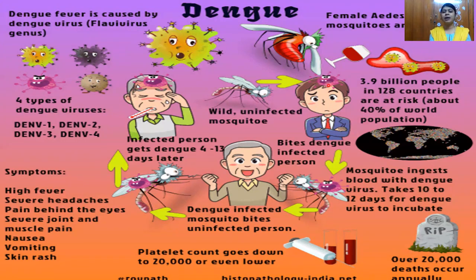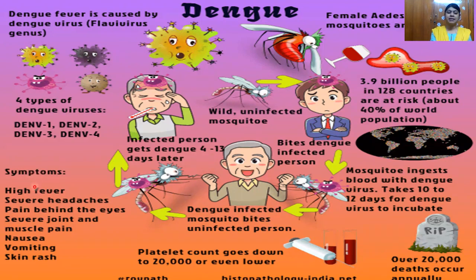How do we acquire the dengue infection? Obviously through the mosquito which carries the dengue virus. The mosquito becomes infected from a person who has this virus. When it bites a healthy individual, it delivers the virus inside the body of the host, where it replicates, and the infected individual starts showing signs and symptoms after about 4 to 13 days.